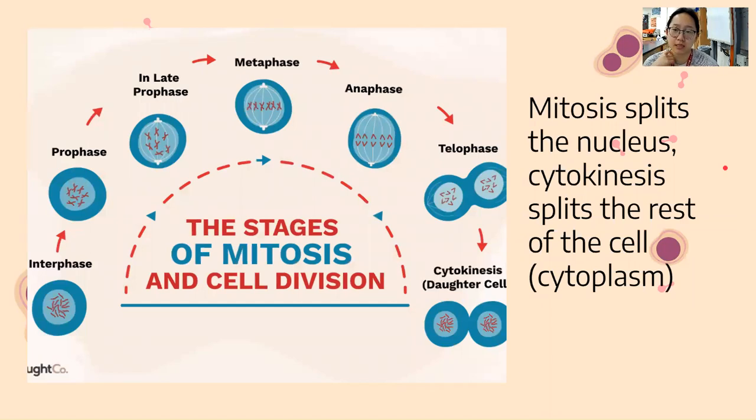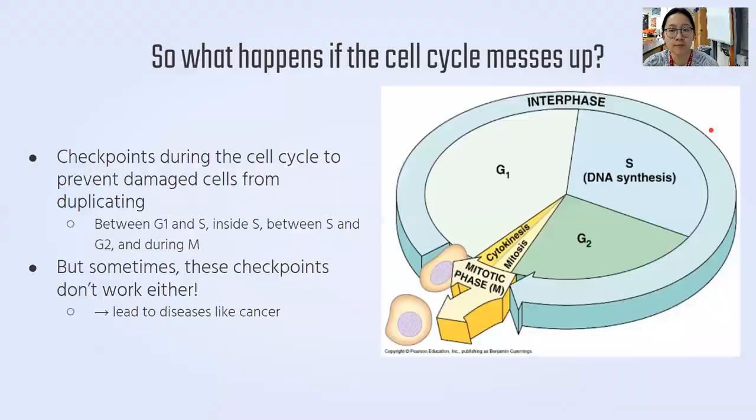So mitosis splits the nucleus during PMAT, and then at the end of PMAT, cytokinesis will happen so that the physical separation of the cell will occur, and you'll end up with two separate cells with their two full sets of DNA from mitosis.